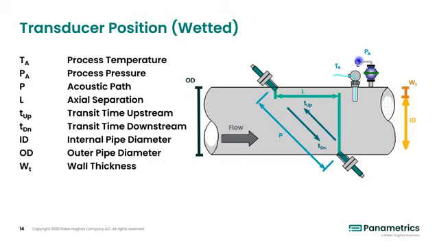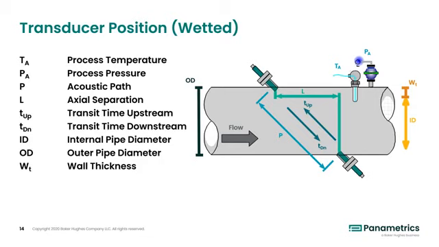Now, bear with me. I know there are a lot of terms on this page, but we're going to talk through each of them. What you see here is a typical wetted liquid installation. We call it wetted not because liquid is wet or anything, but rather because the transducers are physically in contact with the process that's inside the pipe. These follow the same naming conventions as the clamp-on transducers do, with the upstream transducer being the one on your top left and the downstream being on your bottom right.